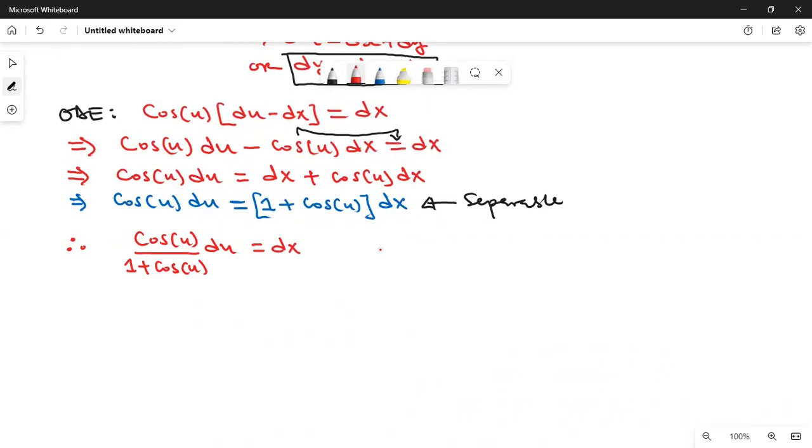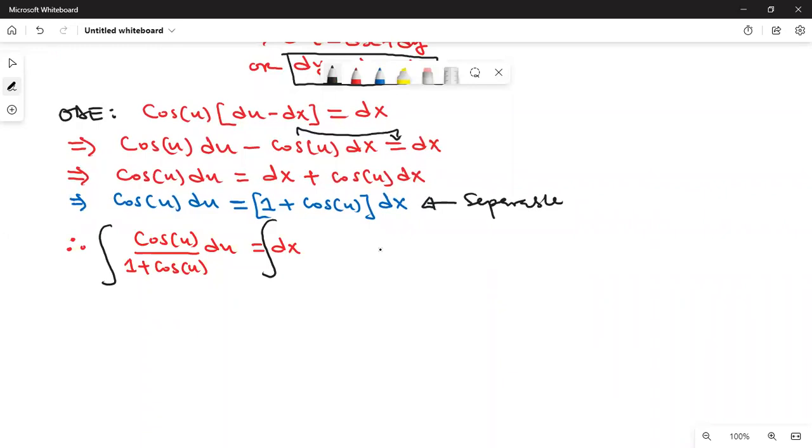Now, how else can we write this one? Cos u, you look at the left-hand side. If you divide numerator and denominator by cos u, you are going to get 1 over 1 plus sec u, or simply 1 over sec u plus 1. But there's no need of dividing. What we do here, we are going to integrate both sides. Integrate here. You also integrate this.